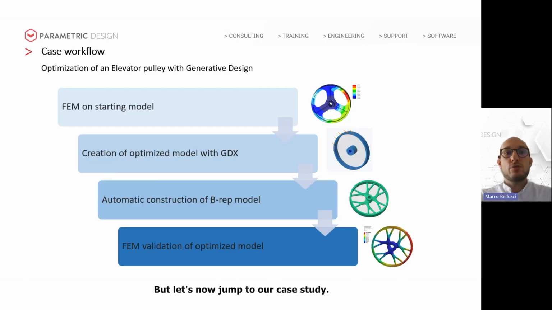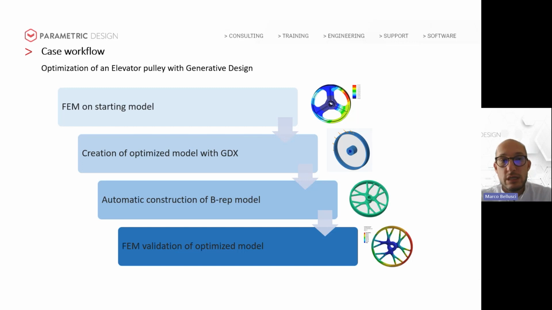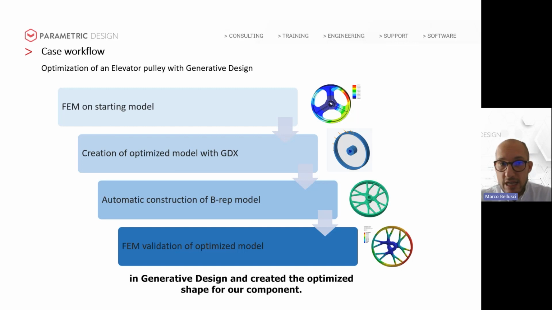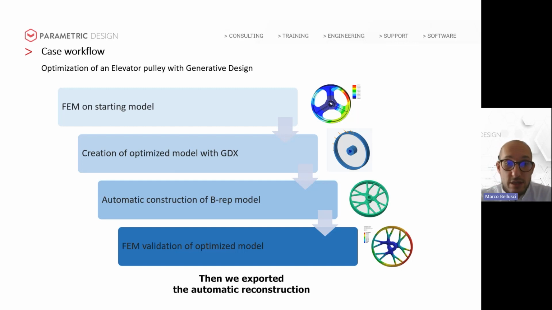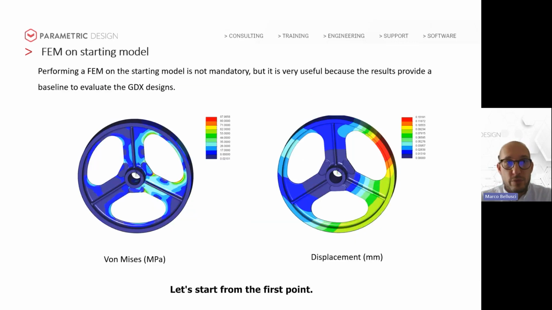But let's now jump to our case study. This is the workflow we followed for solving the problem. We start by performing a mechanical simulation on the starting model. Then we set up the optimizing simulation in generative design, and created the optimized shape for our component. Then we exported the automatic reconstruction by a wrapper model of the component, and then we performed a final FEM validation.